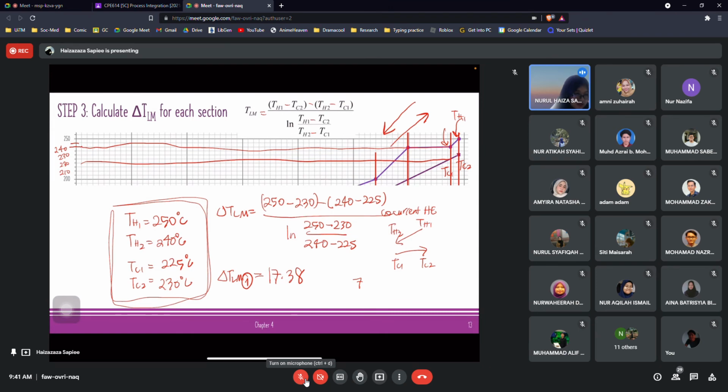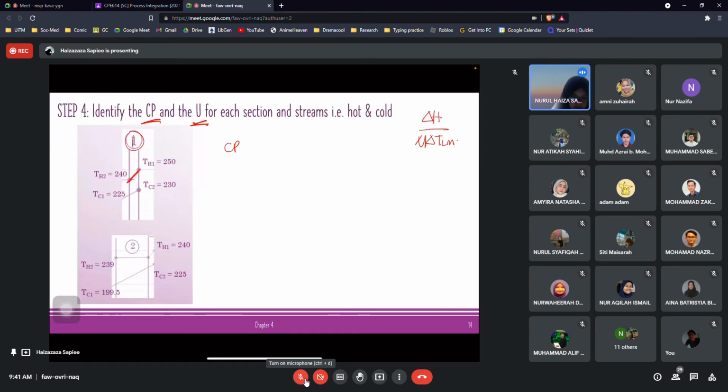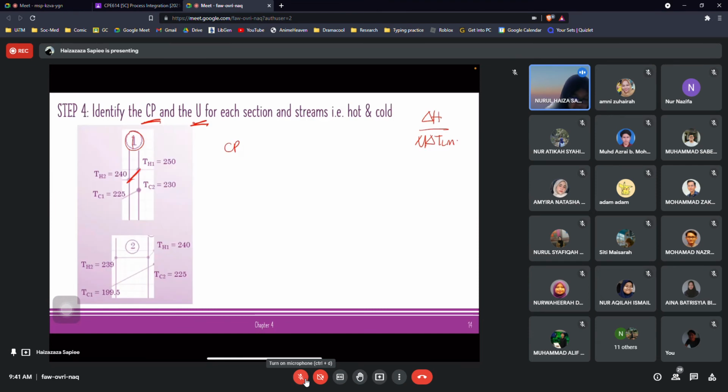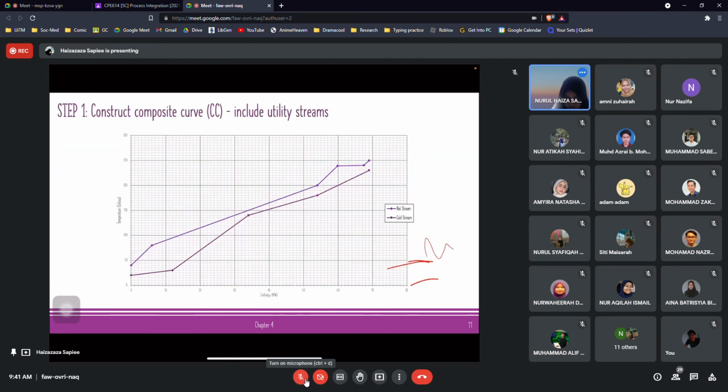So value dia akan dapat for section. So for your CP, you akan dapat, so remember kita ada hot dengan cold lah. So hot, CP is going to be 0.15. And then for your U, you would be 0.001. For your cold, you get your CP which is 0.3 and your U is 0.008. So value ni yang ni lah tadi sebenarnya.